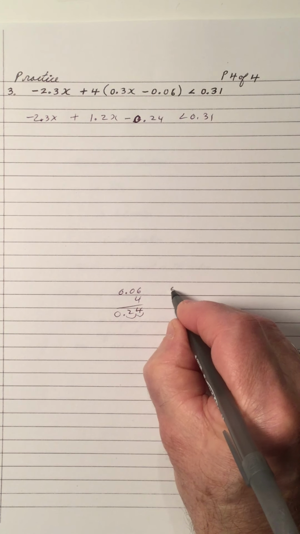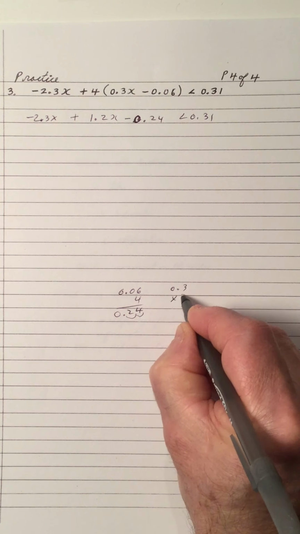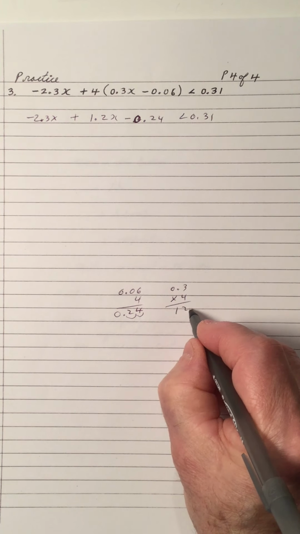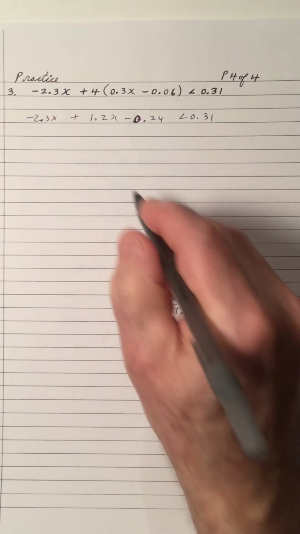And 0.3 multiplied by 4. 3 fours are 12. I have 1 decimal place to start here. 1 decimal place ends up to be 1.2.